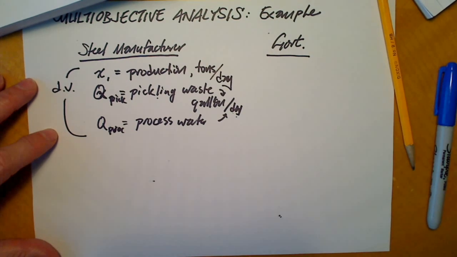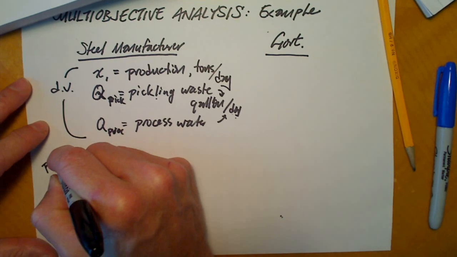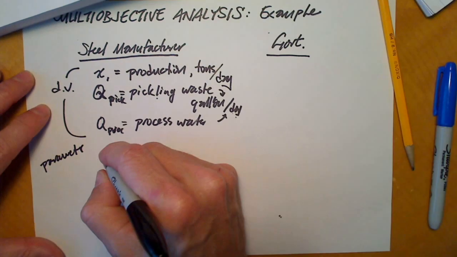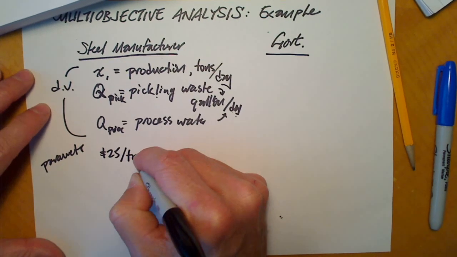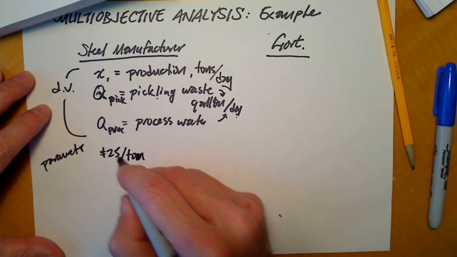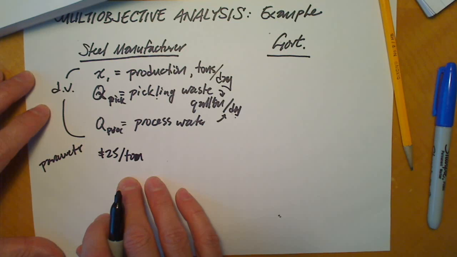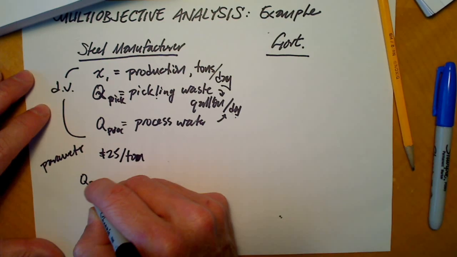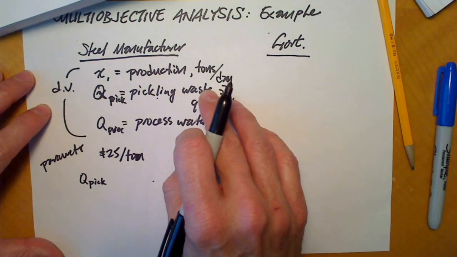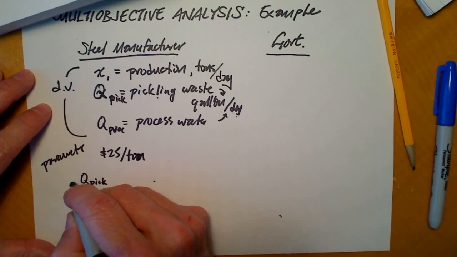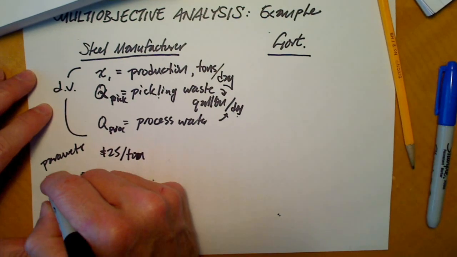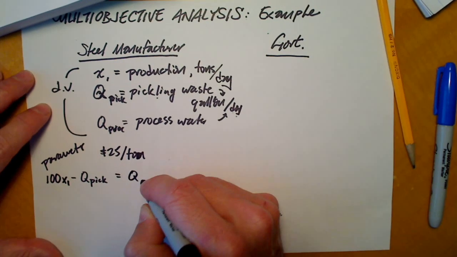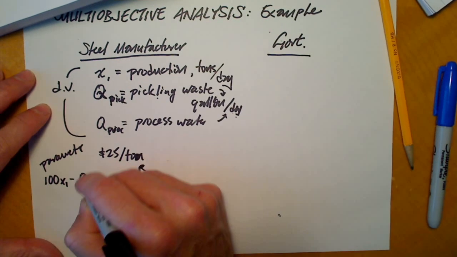They have some other things, some other parameters. When they sell steel out to the market, right now they sell it at $25 a ton. And you can imagine that that parameter is going to show up in their objective function. The amount of pickling waste generated, so that's going to be Q pickle, but not the same Q pickle that goes here. The amount of pickling waste is going to be 100 gallons per ton of steel. So that is Q pickle that goes to the river.